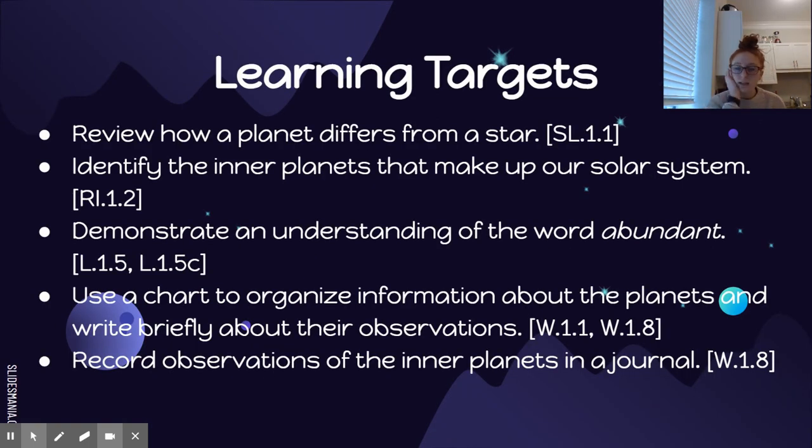Okay. All right, let's check and make sure we have hit our learning targets for today. Did we review how a planet is different from a star? Yep. Did we identify the inner planets that make up our solar system? Yes, we did. We've got Mercury, Venus, Earth, and what's that fourth one? Mars. Did we demonstrate an understanding of the word abundant? Yes. And then here in a minute, you're going to write your observations or the things that made those planets unique in your journal.